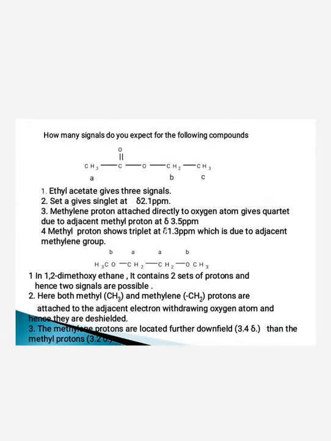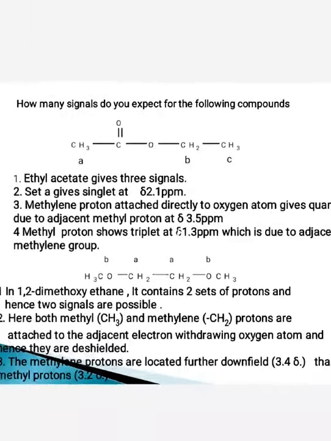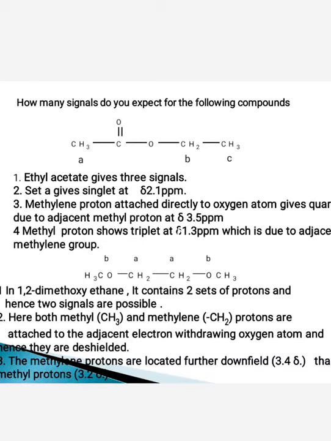The next question: how many signals do you expect for the following compounds? While solving this problem, first we will have to mention the total sets of protons present in our compound. Second, give its multiplicity, and third point is, if possible, give its chemical shift value.